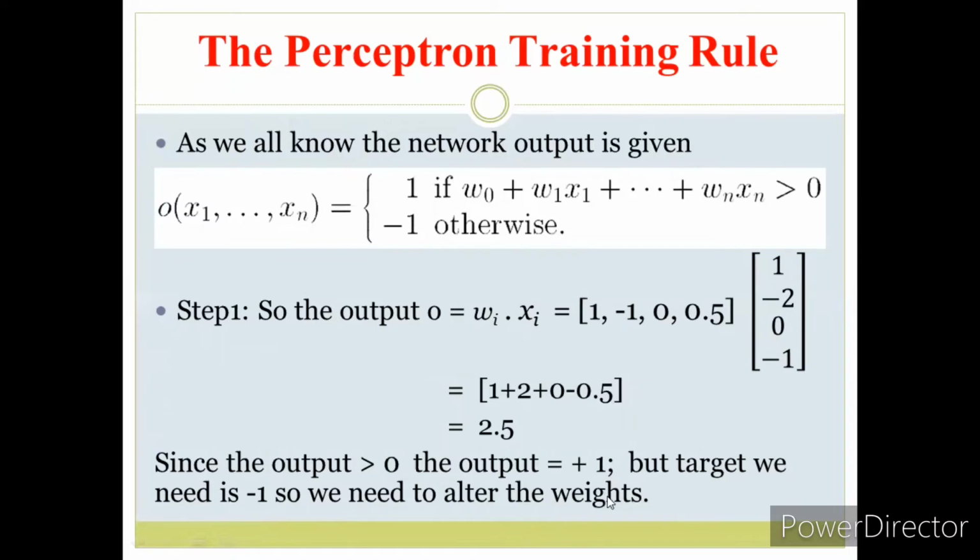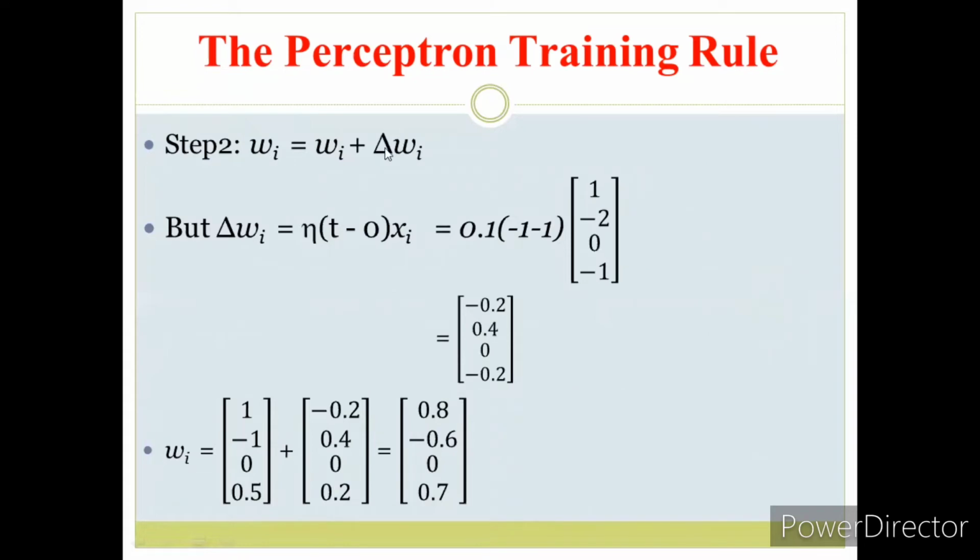So we need to alter the weight. So how to alter the weight? We have the formula: weight is equal to weight plus delta wi, where delta wi is given as neta into (t minus o) into xi, where we observed neta is given as 0.1, target output is -1, and the output we got was +1, so it is -2, multiplied with the xi, whatever the instant value of input is given there. Then when we multiply, we can observe the change in the weight. That is 0.1 into -2 is -0.2 multiplied with the respective matrix here. So we got -0.2, 0.4, 0, -0.2.